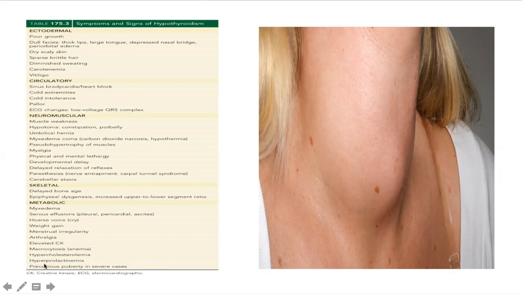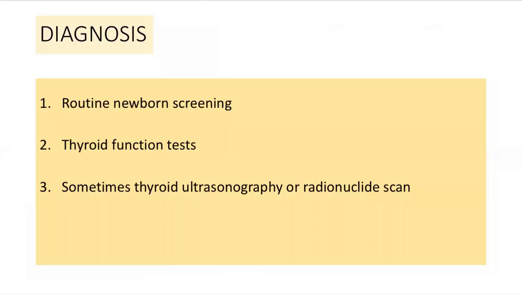الحالات دي ممكن يبقى عندهم hyperprolactinemia، البرولاكتين level بيبقى عالي. precocious puberty in severe cases. فبنفكر في حالات الهايبوثايرويدزم، في حالات الشورت ستيتشر، ودي بعض السيمبتومز والساينز of hypothyroidism. فالدايجنوزز بيبقى روتين نيوبورن سكريننج زي ما قلنا والثايرويد فانكشن تيست، وسامتايمز بنعمل ثايرويد التراسونوجرافي وراديو نيوكليوتايد سكان.